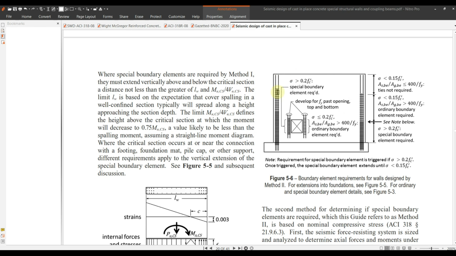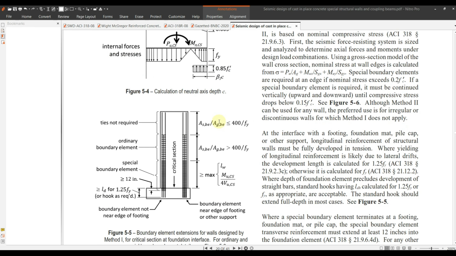So if your building is a 7-story building or 10-story building, it may require that up to 4 or 5 stories, you may need to provide a special boundary element. And from 5 to 7 stories, you may need to provide an ordinary boundary element. And beyond that, you do not need to provide any hoops reinforcement in the wall at all. However, we do not practice this. We provide a special boundary element throughout the height of the wall.